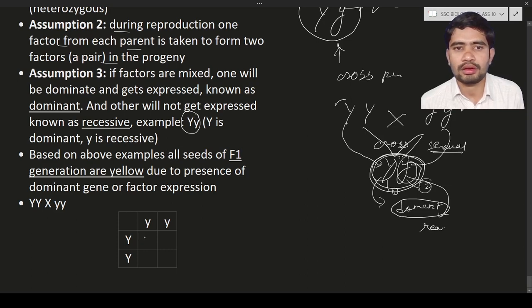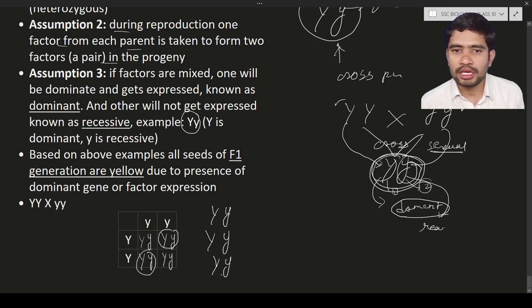You can see the results. Here capital Y and also small y. Can you see how many green seeds there are, and how many yellow seeds? The first one is capital Y, small y. The second one, capital Y, small y, and here also capital Y, small y, and here also capital Y, small y.